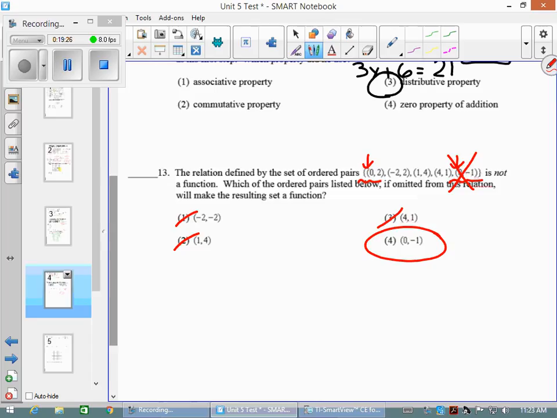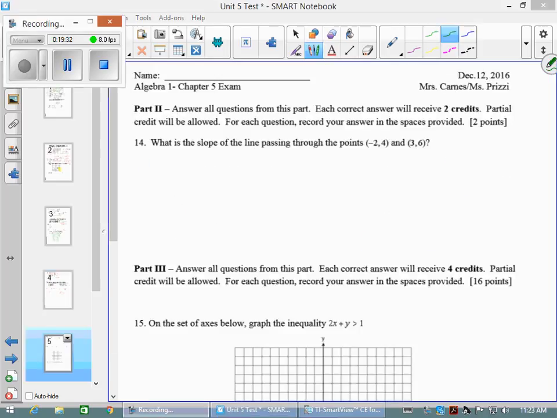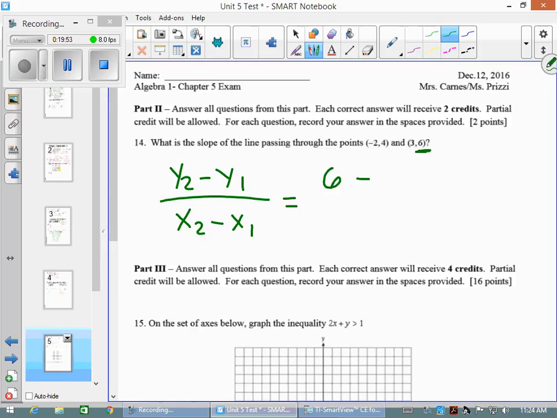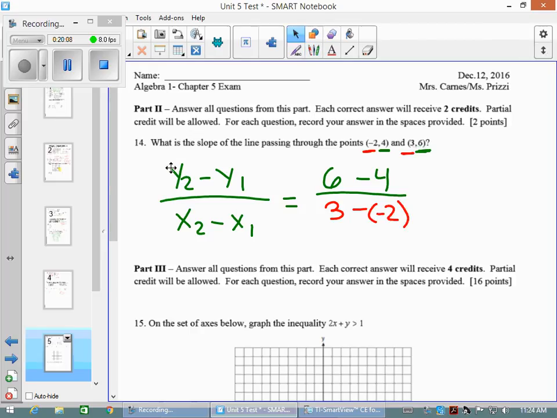Question 14, they want to know what the slope of the line passing through these 2 points is. To remember, our slope equation is the change of y, or y2 minus y1, over the change of x, so x2 minus x1. So if I put these points into our equation, I start with this y, 6, minus this y, which is 4, and I want to divide that by my x's. So again, I started with the 6, I need to start with my 3, and then subtract my other x, which is negative 2. If I do that, I am going to end up with 2 fifths, which is my answer, and that is my slope.